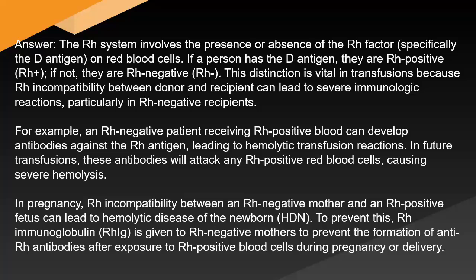In future transfusions, these antibodies will attack Rh positive red blood cells, causing severe hemolysis. In pregnancy, Rh incompatibility between an Rh negative mother and an Rh positive fetus can lead to hemolytic disease of the newborn (HDN). To prevent this, Rh immunoglobulin (RIG) is given to Rh negative mothers to prevent the formation of anti-D antibodies after exposure to Rh positive blood cells during pregnancy or delivery.